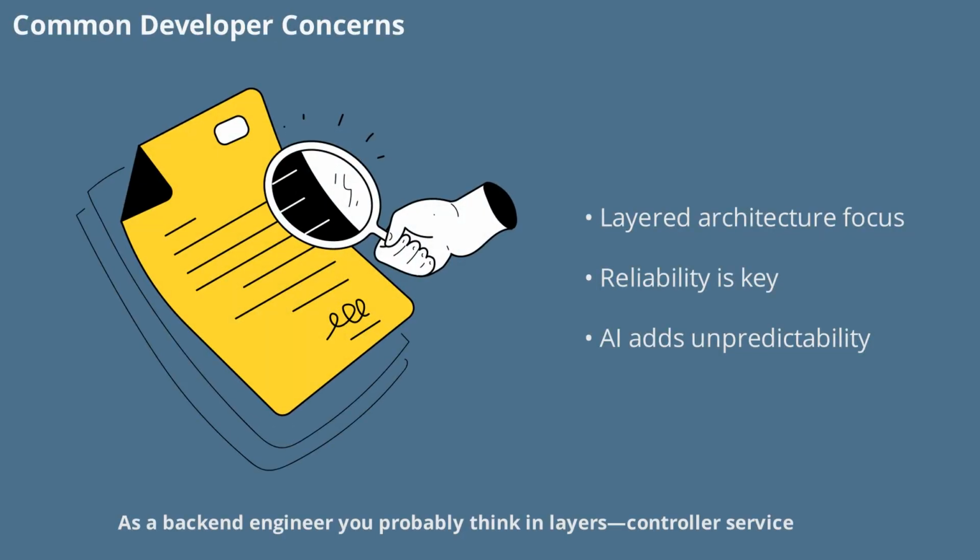As a backend engineer, you probably think in layers: controller, service, repository. You care about reliability and don't trust black boxes blindly, especially after being burned by magic solutions in the past. Now AI comes along, promising intelligence with just a prompt. But there's no strict contract, responses are unpredictable, and debugging can be a nightmare. Most tutorials ignore these realities, but they're crucial for real-world applications.